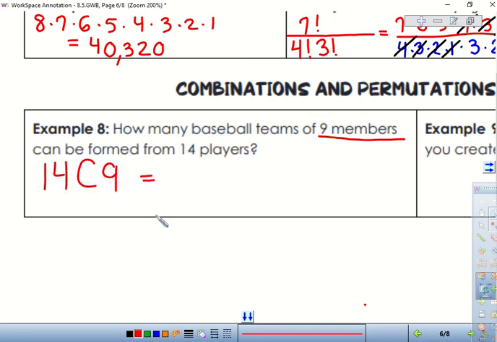which you can do in the calculator, 14 C 9. Or you can do it by hand, and you should get 2002 combinations.